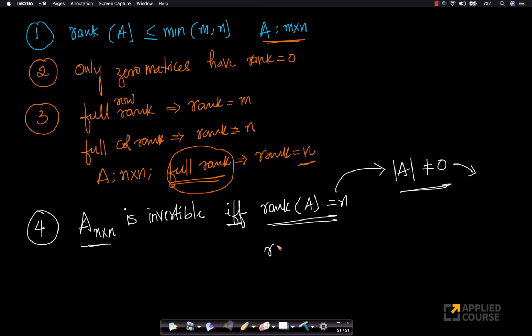Look at this the other way: if rank of A is less than N, what does this mean? This means det of A is equal to 0, which implies that A is not invertible. I hope you got this concept, right? Again, this is very simple stuff. So now let's go to the next concept or the next property.